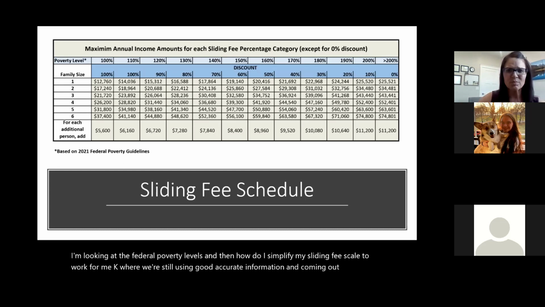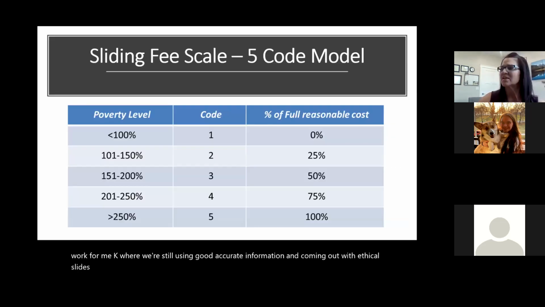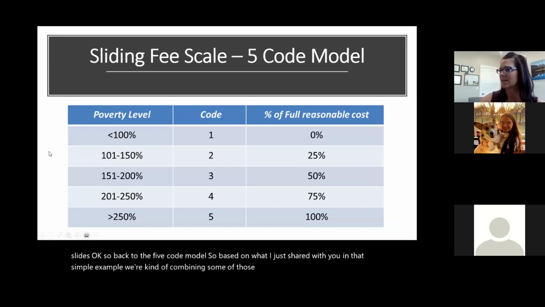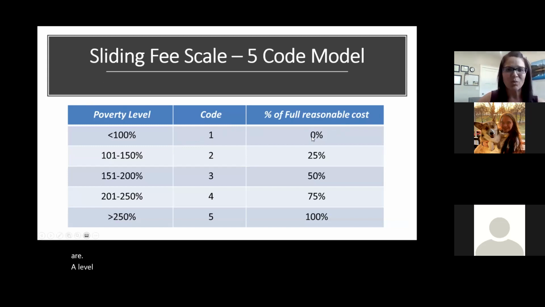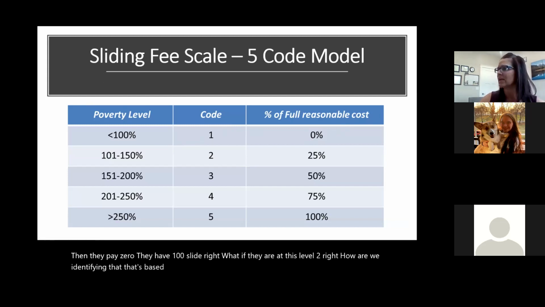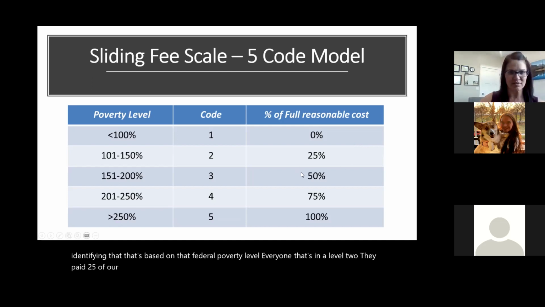Okay, so back to the 5-code model. Based on what I just shared with you in that simple example, we were combining some of those details. You can see that if they are level 1, then they pay 0. They have a 100% slide, right? What if they are at this level 2? How are we identifying that? That's based on that federal poverty level. Everyone that's in a level 2 pays 25% of our fee. Everyone in a level 3 pays 50% of our fee, and so on.